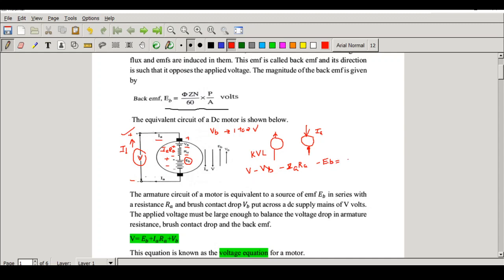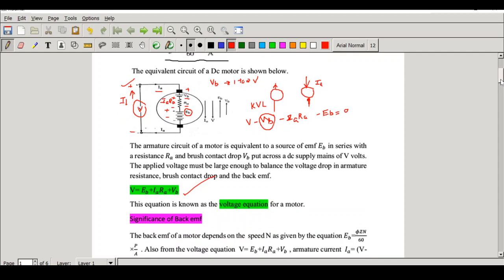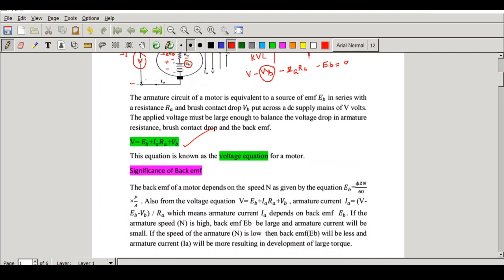Now usually we can ignore this brush drop. Since it is very small, we can ignore it. So from that we will get the equation as V is equal to, if VB is ignored, EB plus IARA. Otherwise you can write the equation as V is equal to EB plus IARA plus VB. This is a very important equation and you call this equation the voltage equation for a motor. Okay, so this is the voltage equation of the motor.